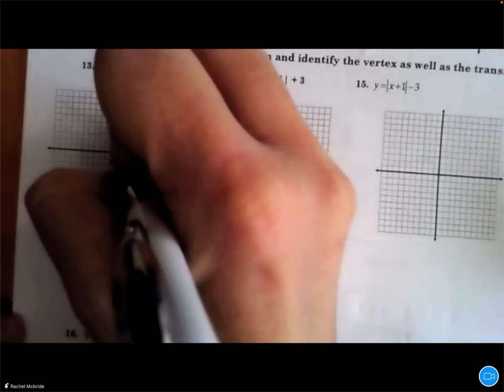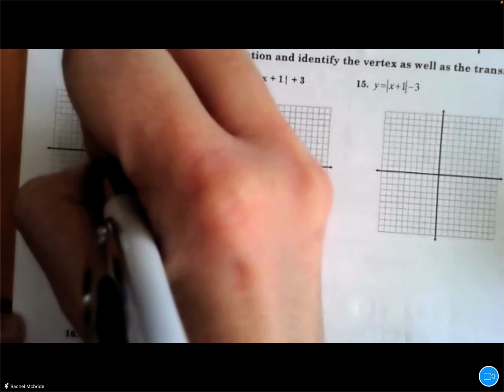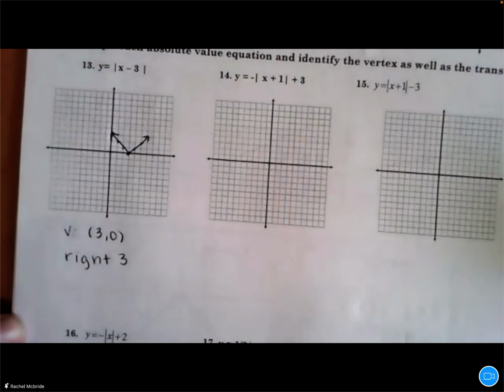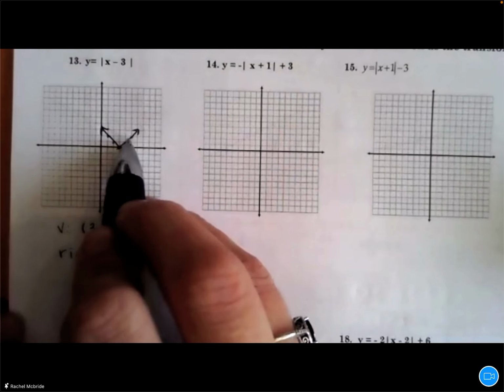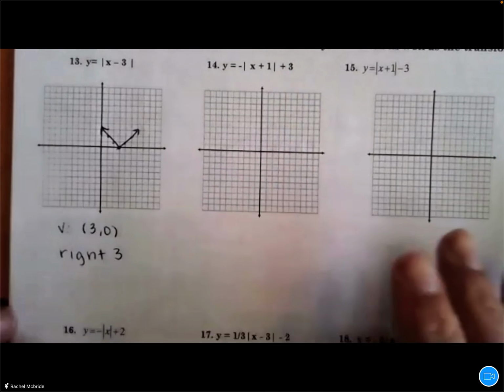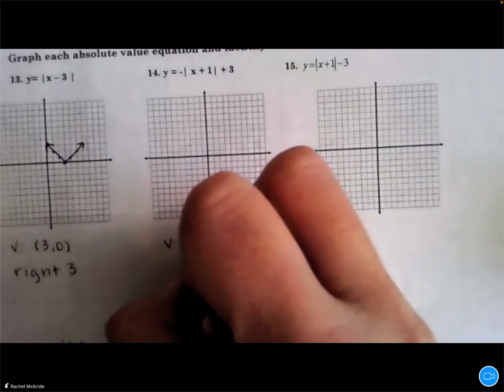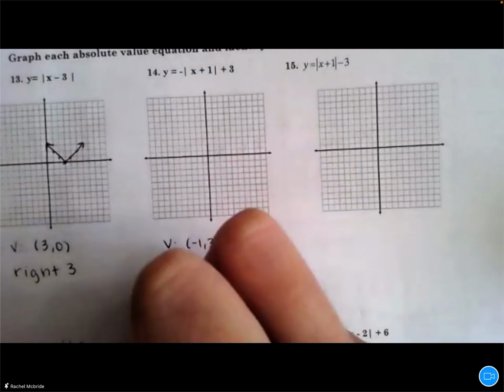Your vertex is 3, 0. That means that this is shifted right 3. For your quiz, I only need 5 points for each graph. The vertex, 2 to the right and 2 to the left. In 14, your vertex is negative 1, 3. The graph is reflected, left 1, up 3.